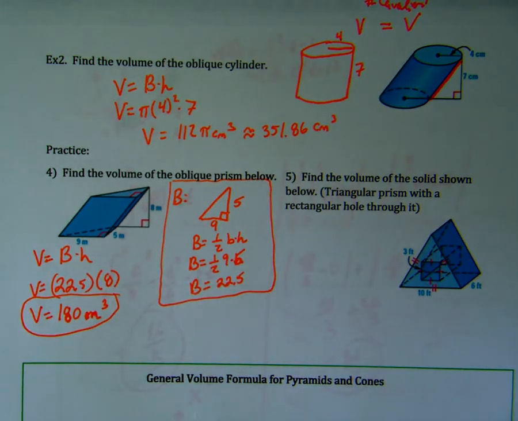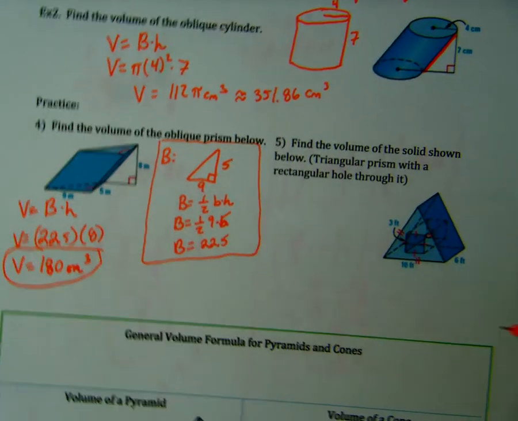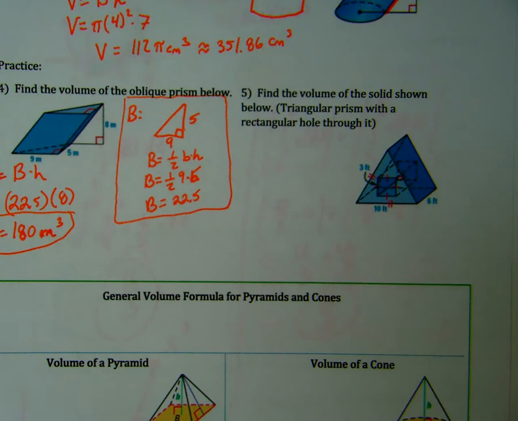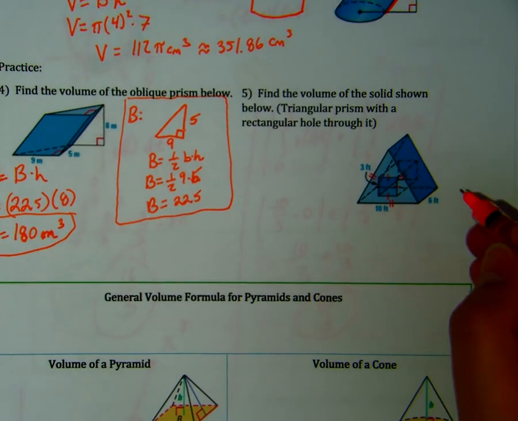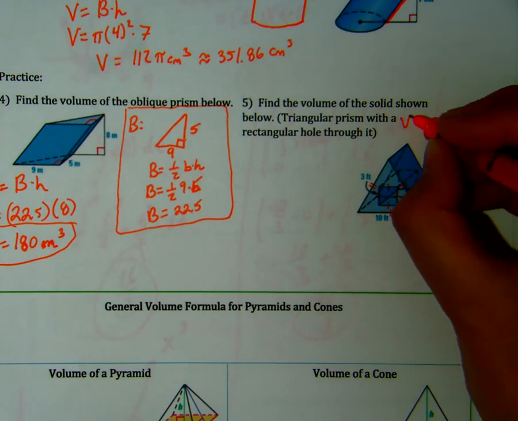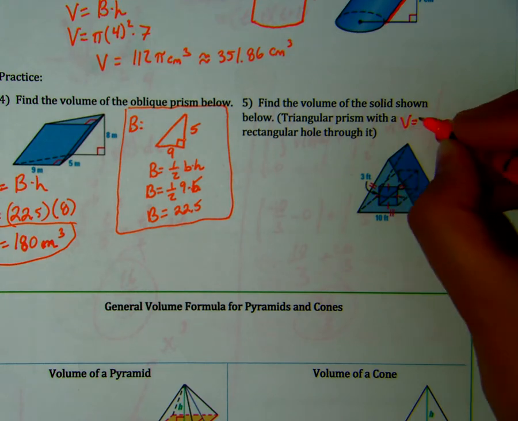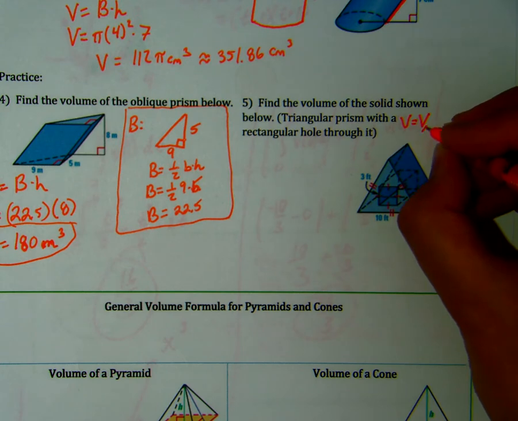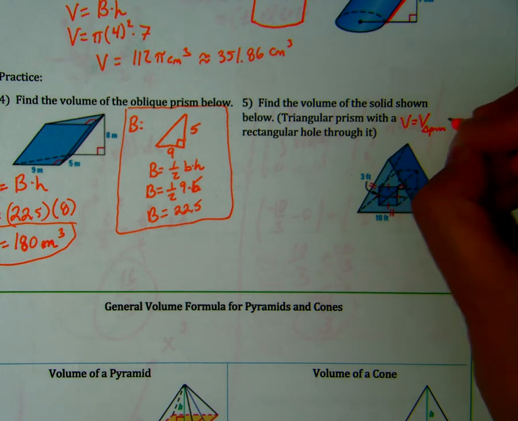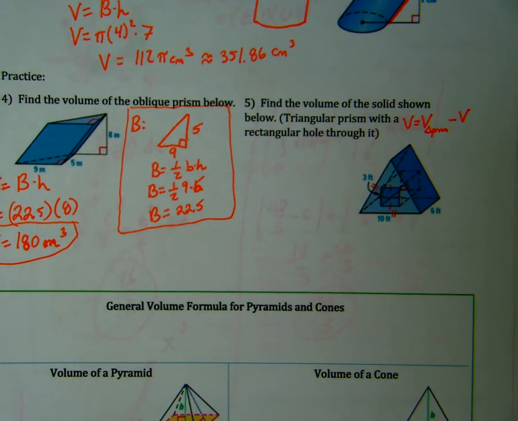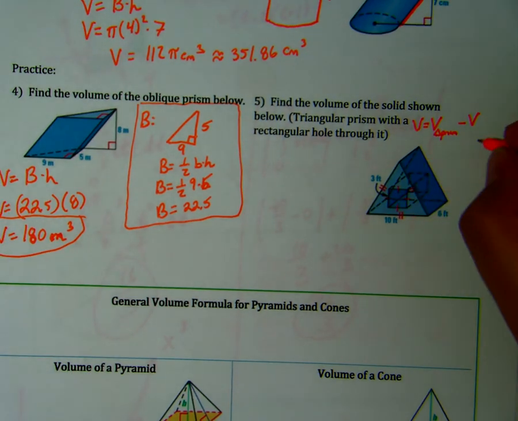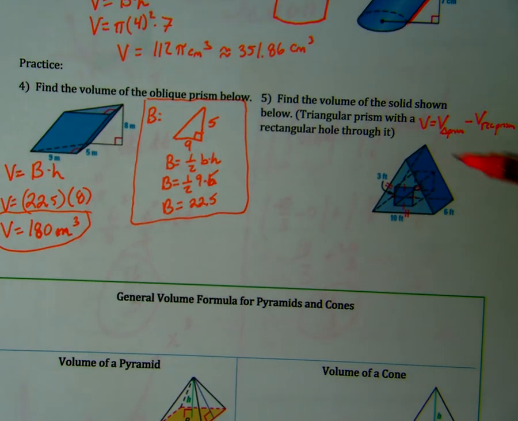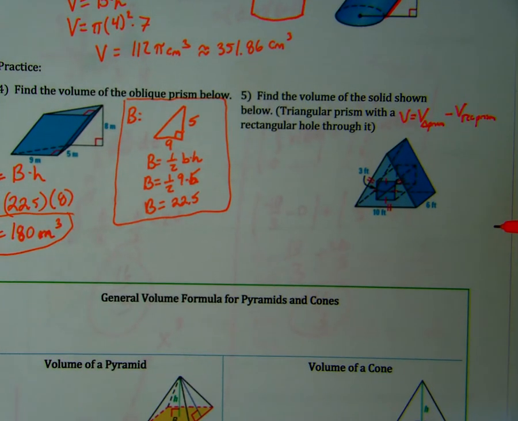Okay, and now this one. This is a wild-looking shape. Okay, there's a couple things you could do. You could do 2 different volumes. So the volume here is the volume of the triangular prism minus the volume of the rectangular prism. Okay, so you could find 2 different volumes and subtract them, right?